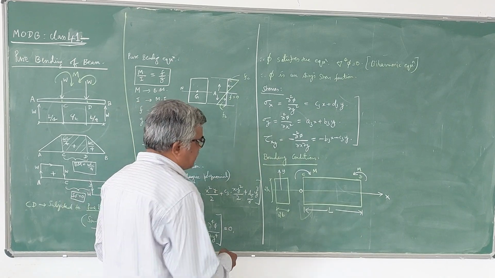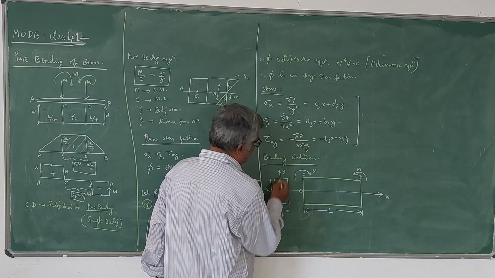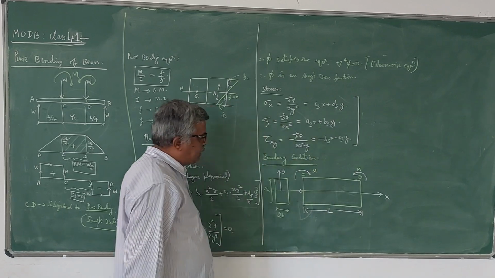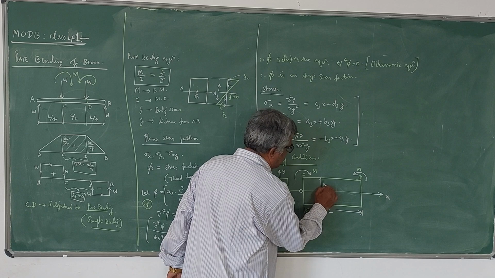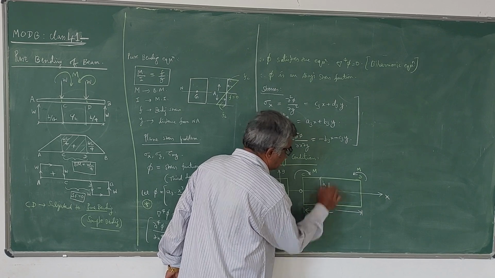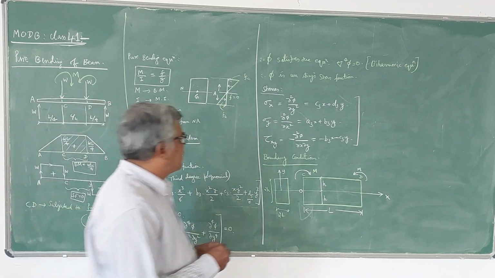Of course, the y direction you can take either above or below. This is h, total is 2h. This is h, this is h. Using this, we will write the boundary conditions now.